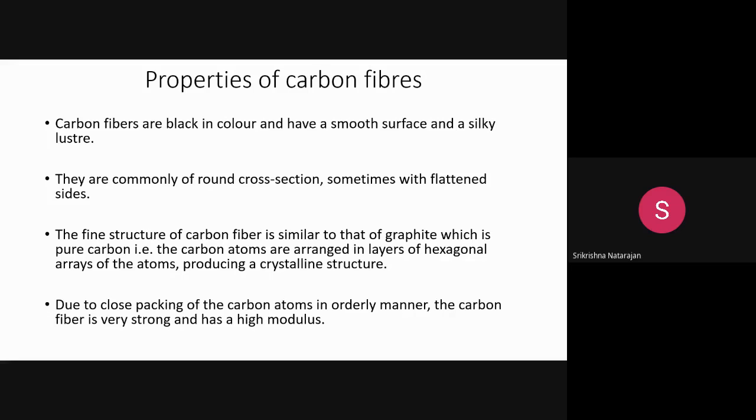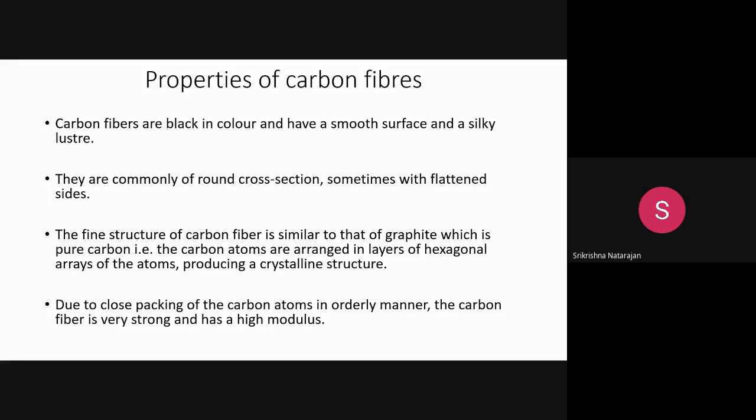So if you observe the carbon fibers, the color is black, and they have a smooth surface and a silky luster. They have a round cross section with flattened sides. The fine structure of carbon is similar to graphite, which is pure carbon, but here it is not pure carbon. It is only 90% carbon. They are arranged in the form of hexagonal arrays of atoms, producing a crystalline structure.